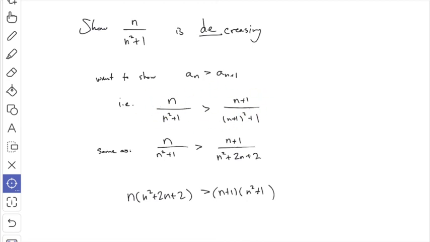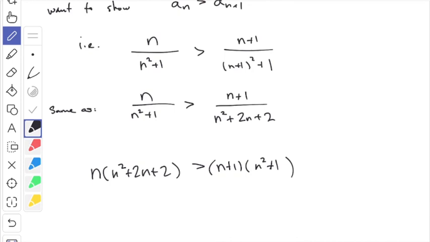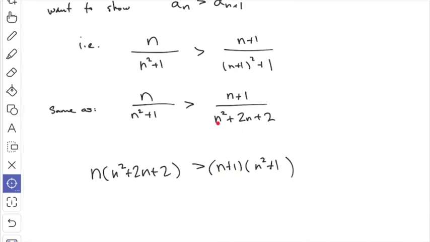I simplify on the right-hand side. This n plus 1 squared becomes this business down here. Do the FOIL right there, and then add the extra one. All right, and then I do the cross multiply thing, noting in the back of my head that these denominators are always going to be positive because the n's are positive. So I don't have to worry about changing the inequality direction. So I get this. Okay, now what?